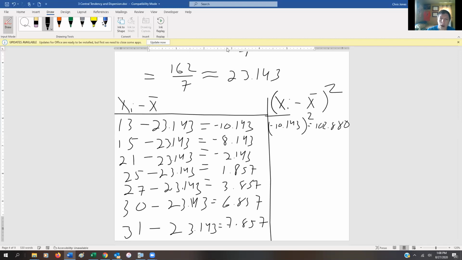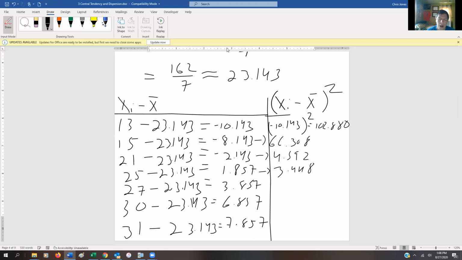And then we're just going to go right down the line and keep doing that over and over again. So 66.308, and then we have 4.592, and then 3.448. And so again, all I'm doing is squaring each of the numbers.